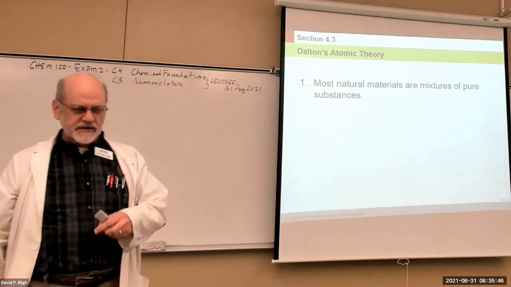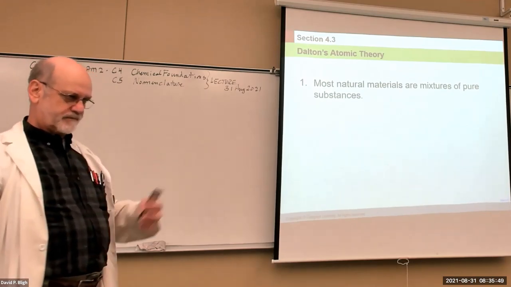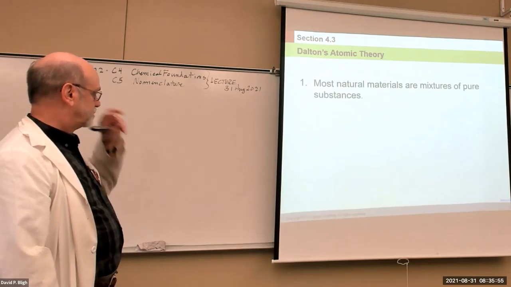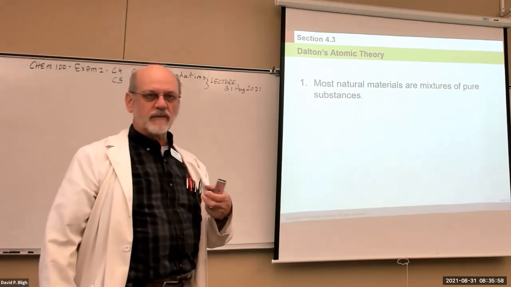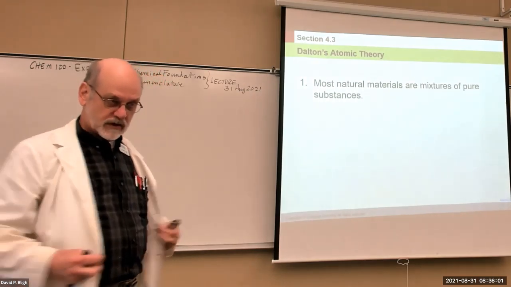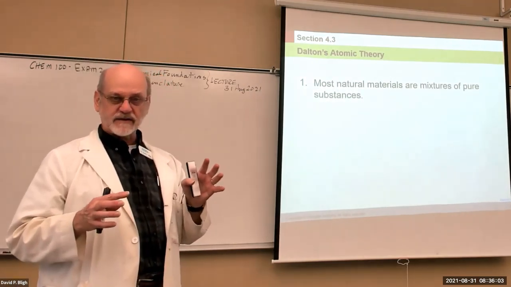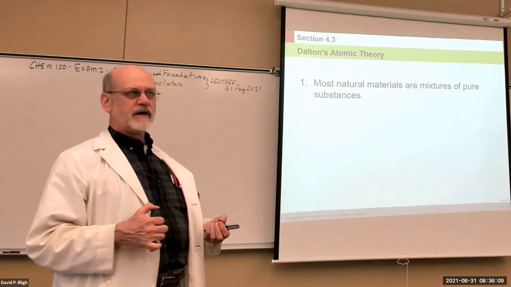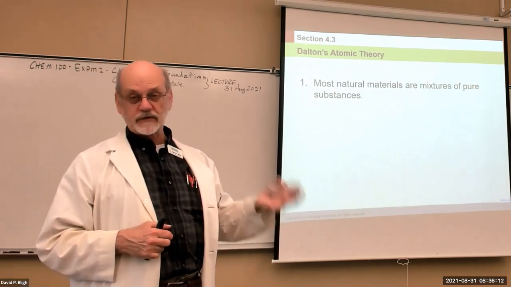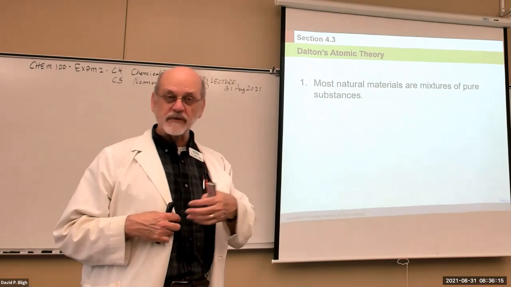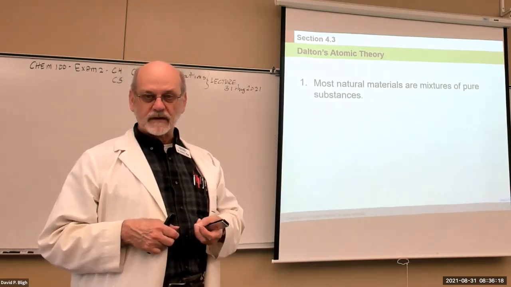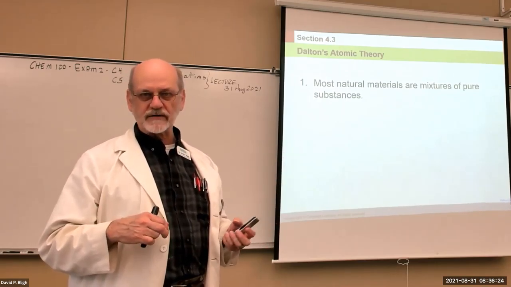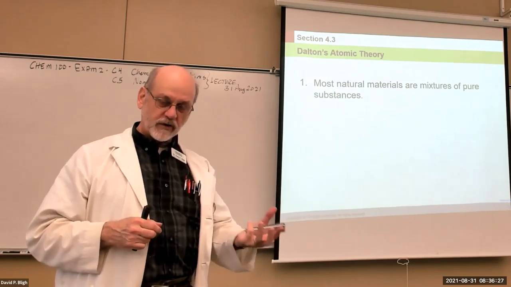So before we get to Dalton's atomic theory, there are some items that we need to clarify. Most naturally occurring materials are mixtures, and you can separate them by physical means into pure substances. For instance, if you have salt water, you have sodium chloride dissolved in water, you can separate the two simply by evaporating the water. Use physical means, boil it, whatever, or let it sit out on the counter for several weeks. Eventually, you'll end up with sodium chloride.